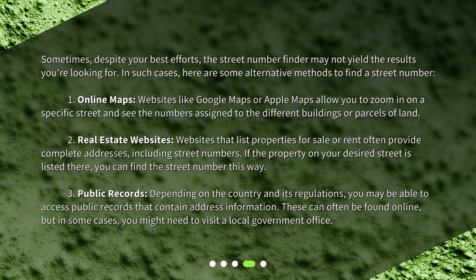2. Real estate websites. Websites that list properties for sale or rent often provide complete addresses, including street numbers. If the property on your desired street is listed there, you can find the street number this way. 3. Public records. Depending on the country and its regulations, you may be able to access public records that contain address information. These can often be found online, but in some cases, you might need to visit a local government office.